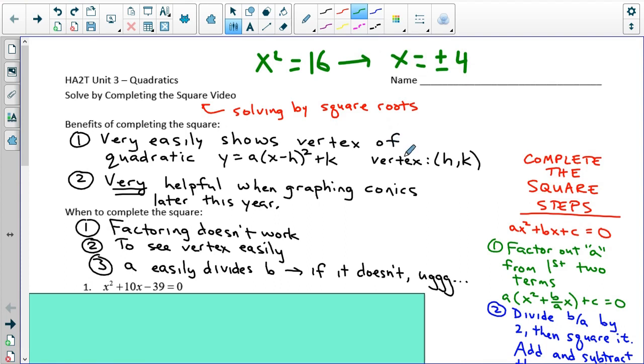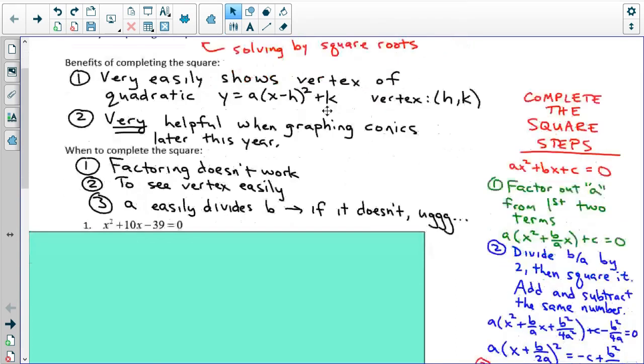It's the same thing, except instead of having an x squared, a lot of times it has an x term with something in parentheses. And so it ends up being a little bit more complicated, but it's pretty much the same deal. The benefits, as we showed earlier, it very easily shows you the vertex of the quadratic. So the vertex would be at h comma k once you complete the square. So if we were in graphing mode, that would be a benefit.